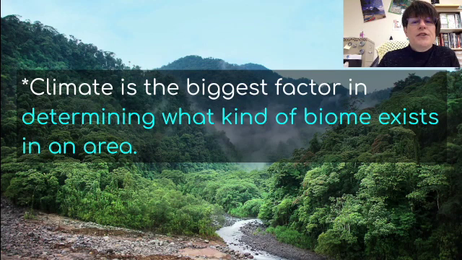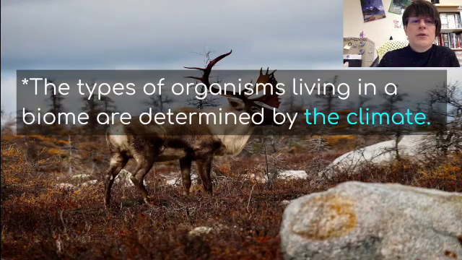Climate is the biggest factor in determining what kind of biome exists in an area. So depending on those factors, it depends on what kind of biome you're going to have. And the types of organisms living in a biome are determined by the climate as well. As you know, because I'm sure you've studied this before, the organisms that live in the tundra are very different from the organisms that live in the rainforest. They cannot survive in those different areas. So organisms cannot just live wherever they want. They have to live where the conditions are right for them. And God made different organisms to live in different biomes.